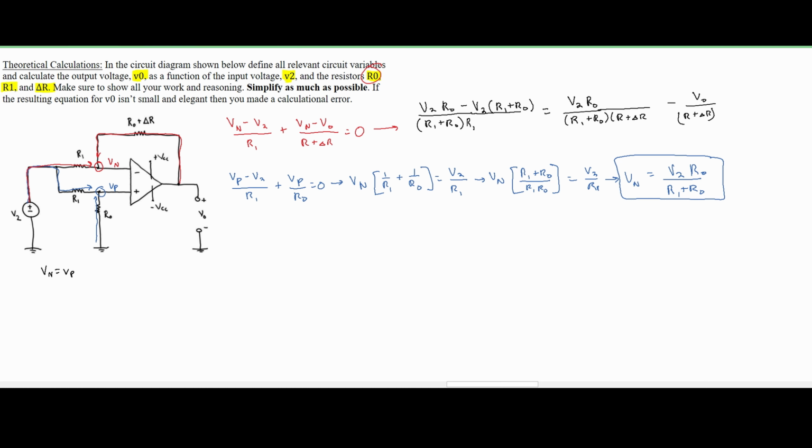We want to have a common denominator, so just like what we did earlier, we're going to have a minus, and then we have our V naught, and then parenthesis. We're just going to have this in the numerator because we have to multiply both the top and the denominator by it to have the same denominator. So we have minus V naught, and then we have R1 plus R naught.